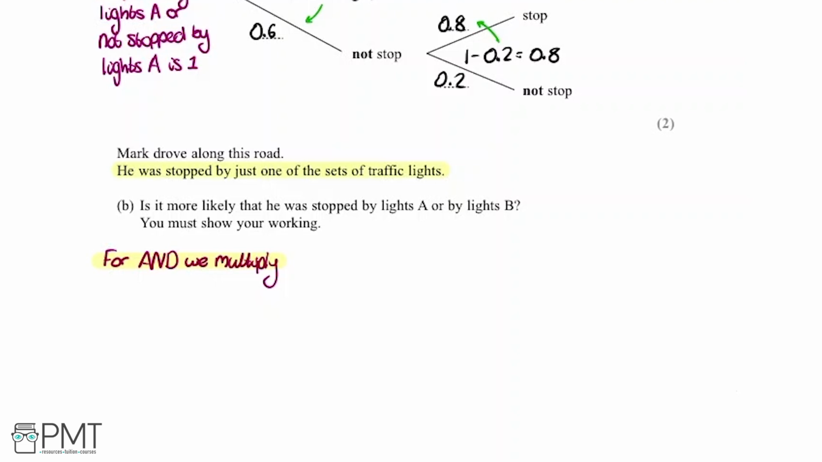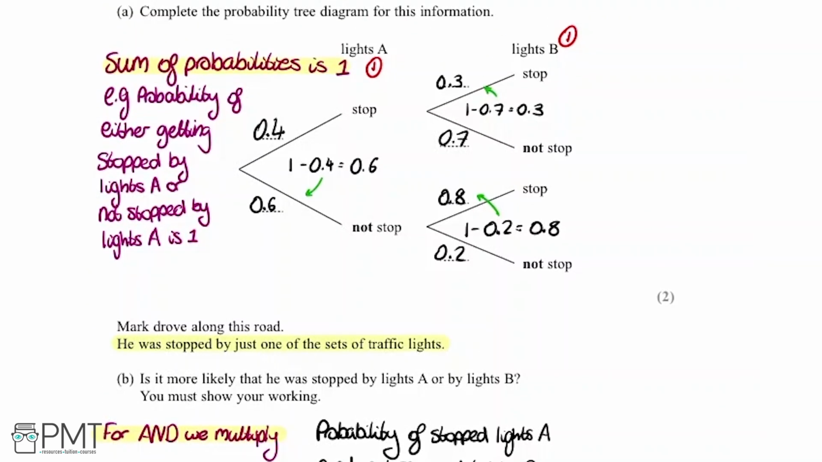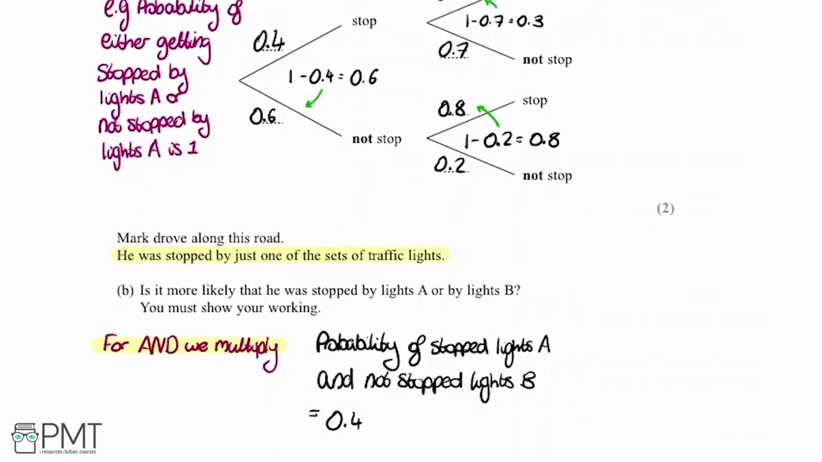So we're going to look at the two options. We've got the probability of being stopped by lights A and not stopped by lights B equals. So we've got the probability of being stopped by lights A, which is 0.4. And this is the key here, it's "and". I said we use multiply for "and", so essentially we're going to multiply the probabilities together. We've got the probability of being stopped by lights A and the probability of not being stopped by lights B, which is 0.7. So we're going to multiply by 0.7. Working that out in the calculator, we get 0.28. So that's our probability for that option.